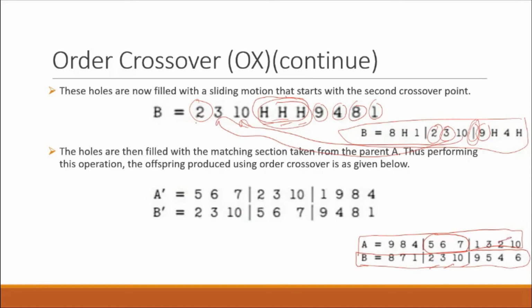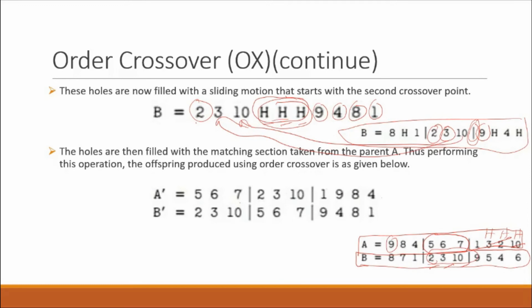So 2, 3 and 10 are removed from here. Then we start with H, H and H. So 1 is coming up. Then the next gene is taken from here. So the 9, 8, 4. Then here it is filled. So we have to move back 5, 6 and 7. Then the remaining values 2, 3 and 10 are taken from here. So this is how the order crossover is being done.